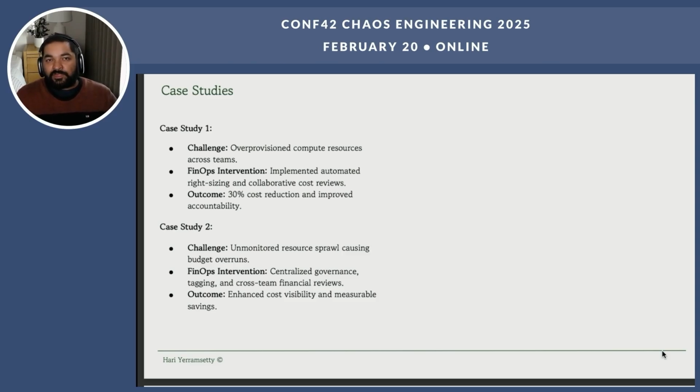So let me take you through another case study where there was a business unit that had budget constraints due to unmanaged resource drop, with various teams deploying resources independently. By centralizing governance, enforcing strict tagging policies, and holding cross-functional financial reviews, they improved visibility into their spending. What was the outcome of this? The BU not only achieved significant cost savings, but also established a sustainable model for continuous cost management.